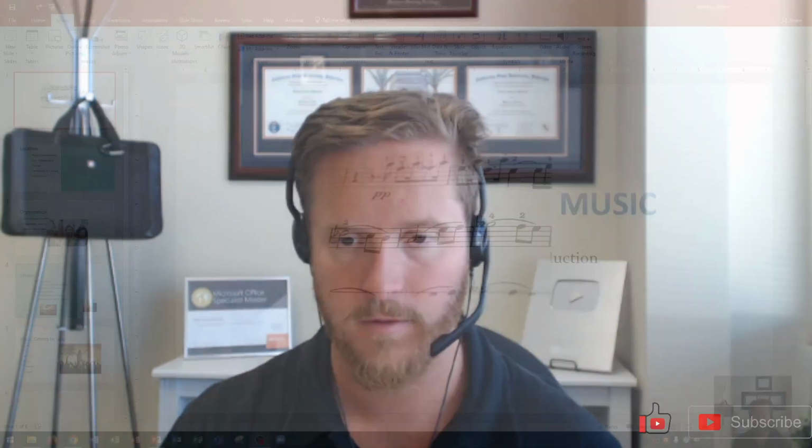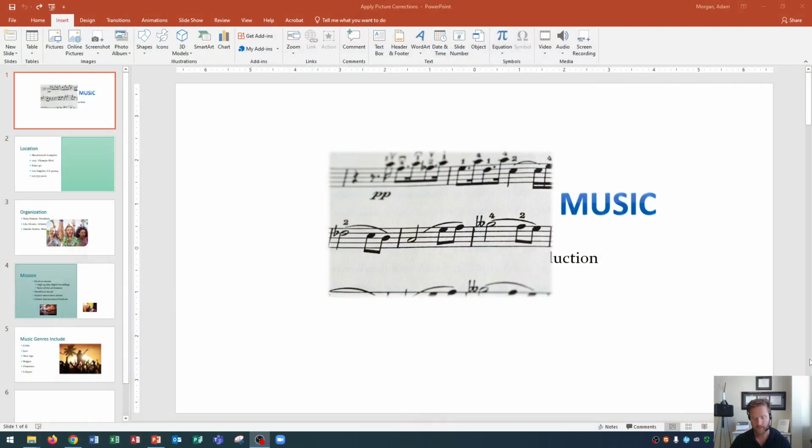Let's get started. So you'll see that I have a PowerPoint presentation open here, and the first thing that we're going to go over is the positioning and ordering of your images. You'll see that I have a picture on top of some text here, but I want the picture to be behind the text. Well, to do that, we need to first click on the picture of the musical notes, and then I'll go here to the Picture Tools Format tab.